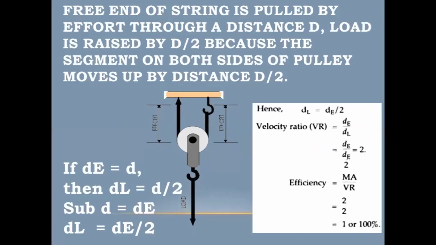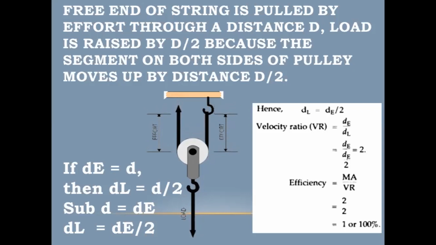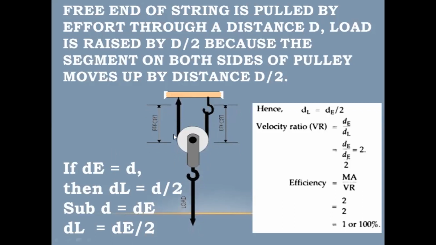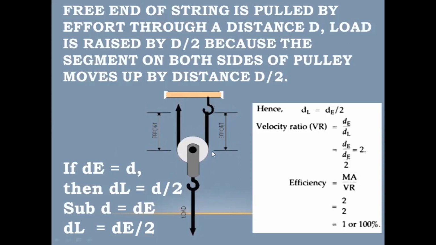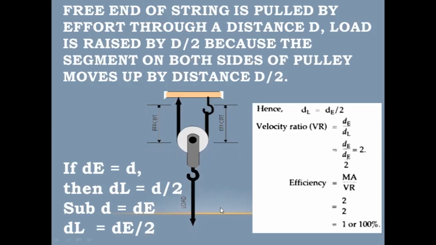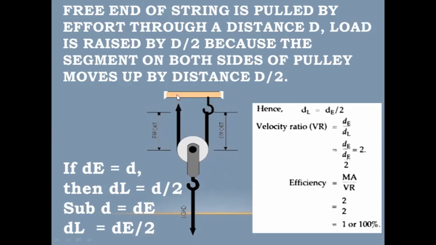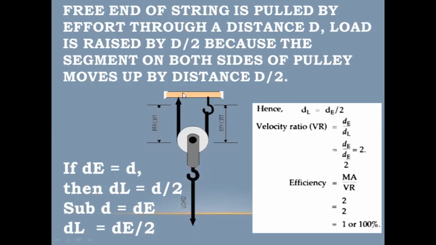How did we calculate velocity ratio in the previous case? We saw how much distance it moved on the load side and on the effort side. So here, as you can see, this is our load. So what we are going to calculate is the movement of the pulley. If I pull this rope 10 centimeters, do you think this pulley will move 10 centimeters upward?